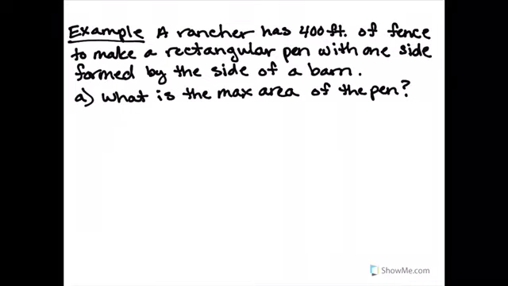A rancher has 400 feet of fence to make a rectangular pen with one side formed by the side of a barn. So what's this going to look like? I have a side of a barn here, so it is providing one side of my fence to make the pen. And for my fencing, I'm coming off the barn there. And so if we call this Y and this Y and this X, then that has to add up to be 400 feet of fence.